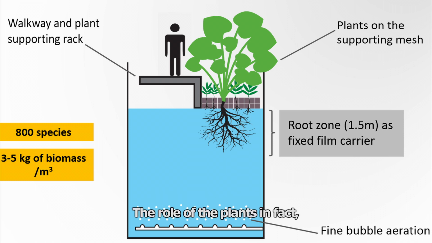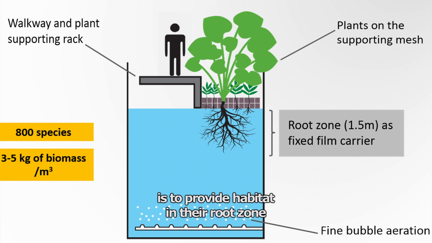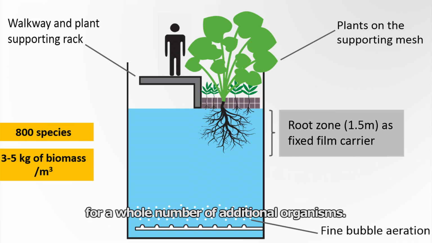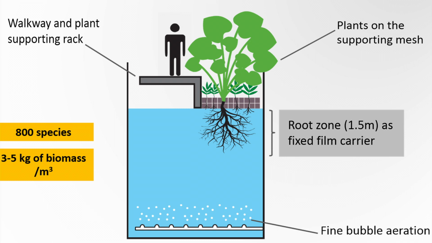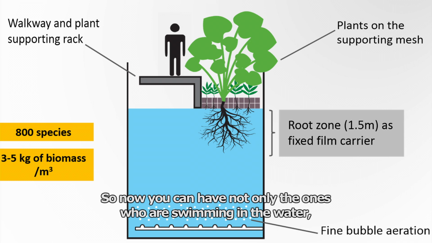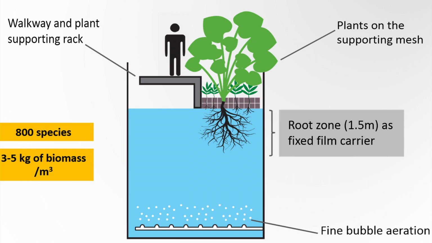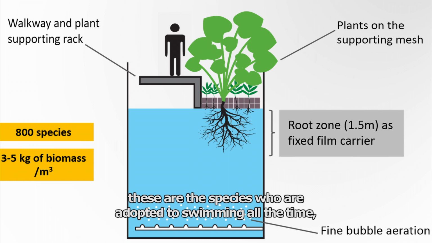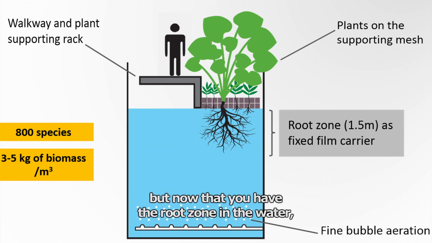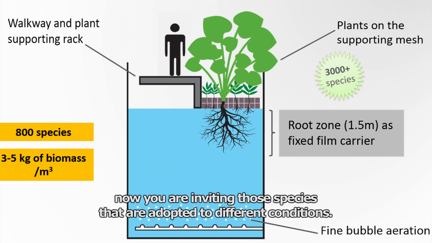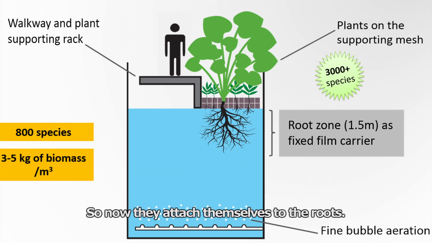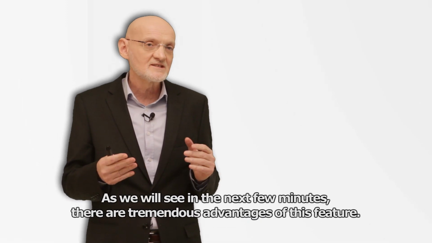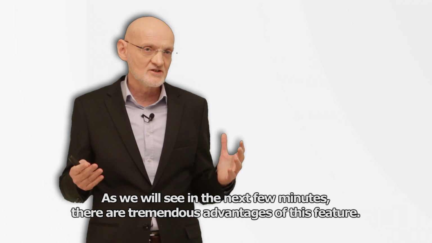The role of the plants, in fact, is to provide habitat in their root zone for a whole number of additional organisms. So now you can have not only the ones who are swimming in the water, which are the species who are adapted to swimming all the time, but now that you have the root zone in the water, you are inviting those species that are adapted to different conditions. So now they attach themselves to the root. And as we will see in the next few minutes, there are tremendous advantages of this feature.